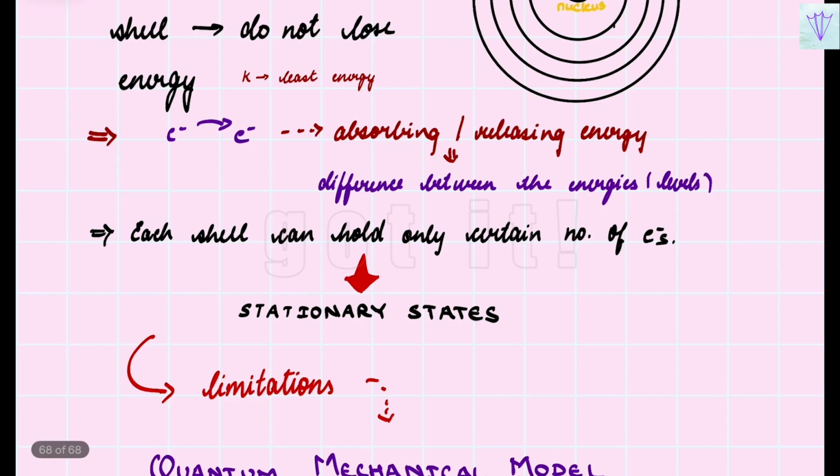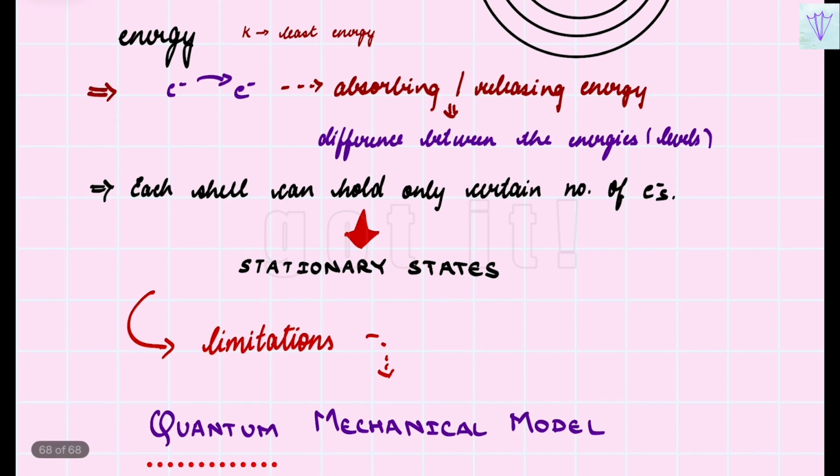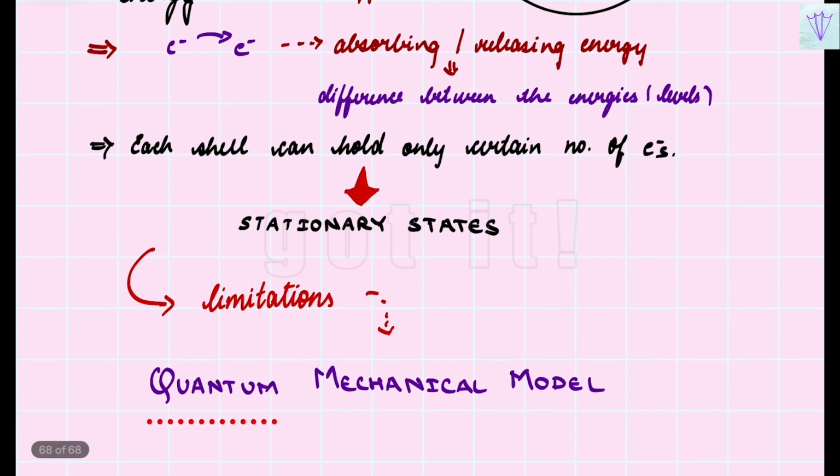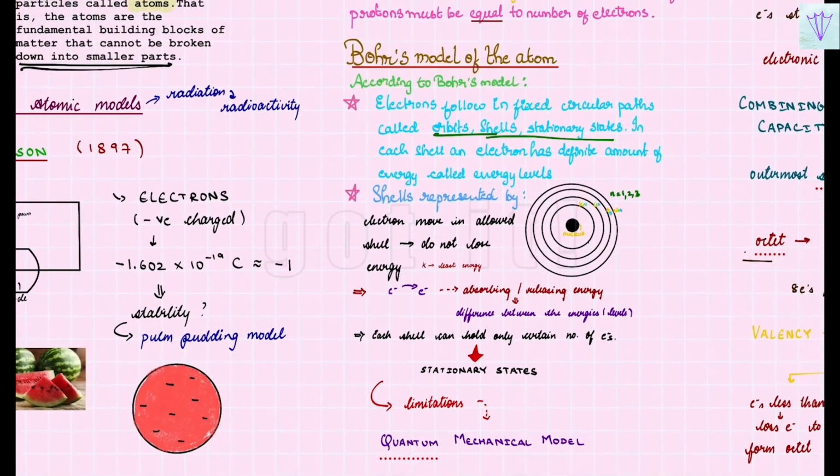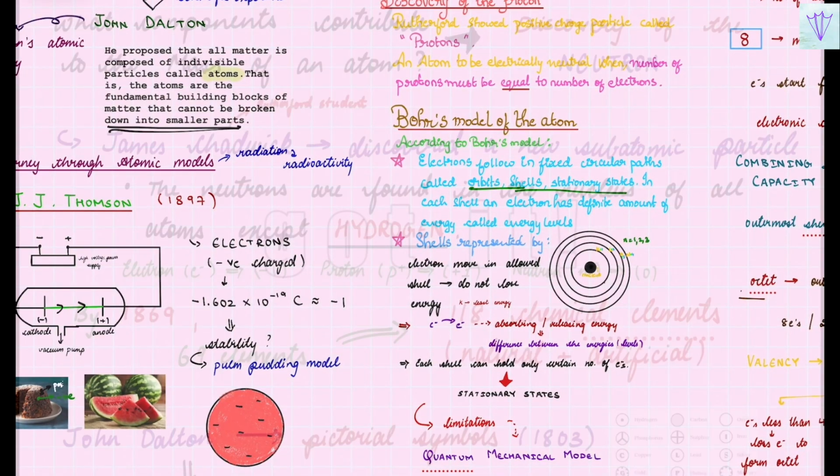He also proposed the stationary states postulate, but there were limitations even for Niels Bohr's model of an atom. In order to solve these limitations, the quantum mechanical model was further proposed, which you will learn in your later grades. With this, we can understand the journey of the atomic models.